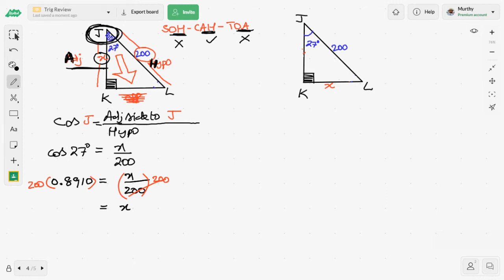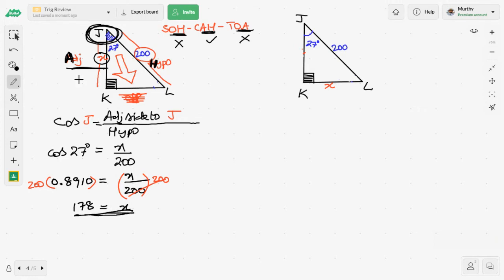Let me grab my calculator. 200 times 0.8910. That's giving me 178. So that's the value of x.